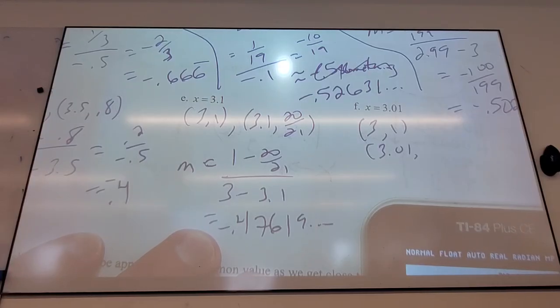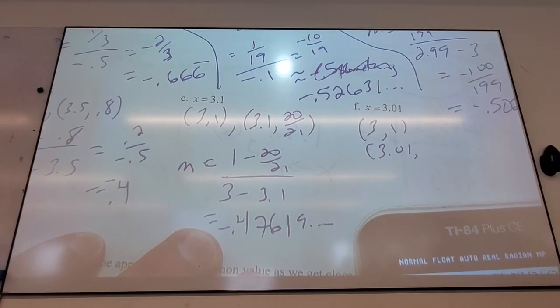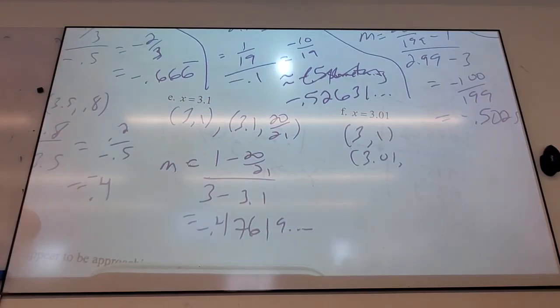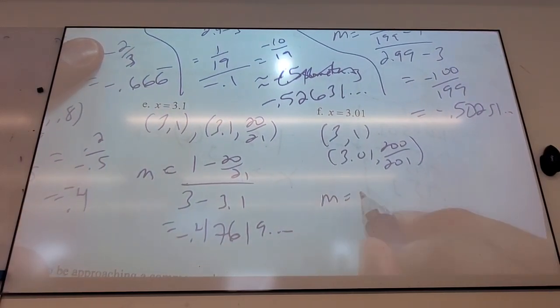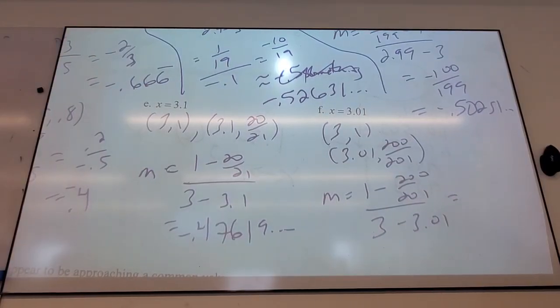Oh, Jeff. I get 0.995. So you could do it, Jeff. What is it going to be? 2 over, it's the same pattern, Jeff. 200 over 201. So that'll be 1 minus 200 over 201 divided by 3 minus 3.01, which ends up being, what do you get, Jeff?